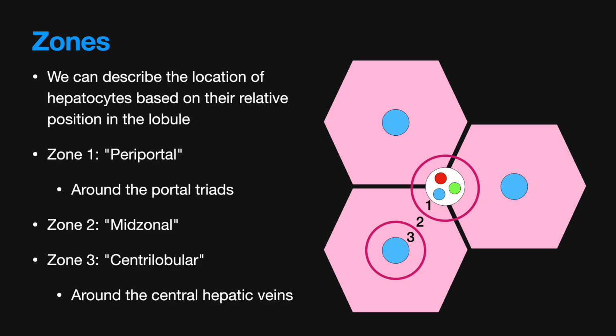When we talk about the zones of the liver, we are describing the location of the hepatocytes based on their position within the lobule. There are three main zones. Zone 1 is the periportal zone, or the hepatocytes surrounding the portal triads. Zone 2 is midzonal. Finally, Zone 3 is the centrilobular zone, or the hepatocytes around the central hepatic vein.